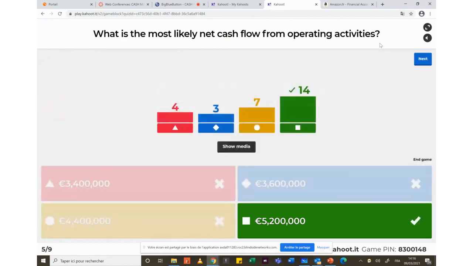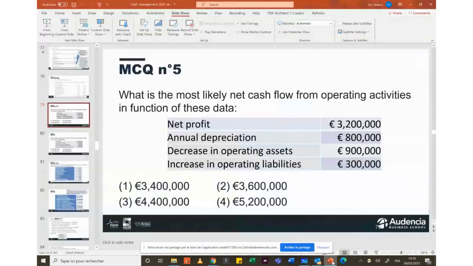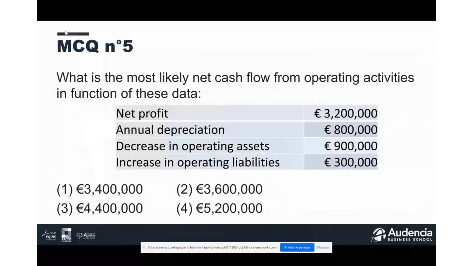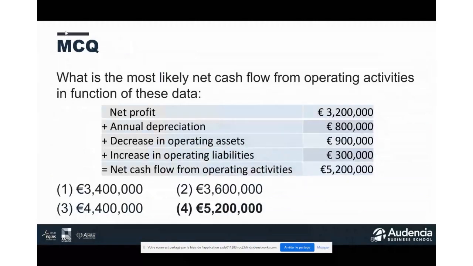So the good answer is 5.2 million. We add everything. So here we have plus the D&A expense of the period, so we eliminate this one from the net profit, plus the decrease in operating assets, plus the increase in operating liabilities. Everything is in plus.